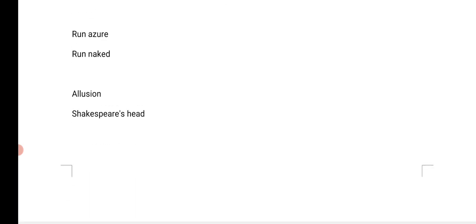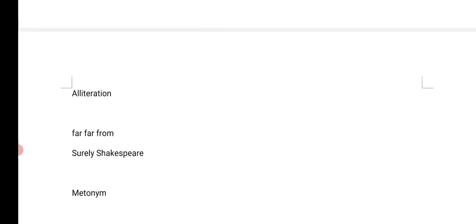So, allusion. What is allusion? In the poem, Shakespeare Head, right? Shakespeare Head is an example of allusion. Allusion is an indirect reference to a thing or something. For example, Shakespeare Head is an example of it. He is a highly literary figure. Understand?